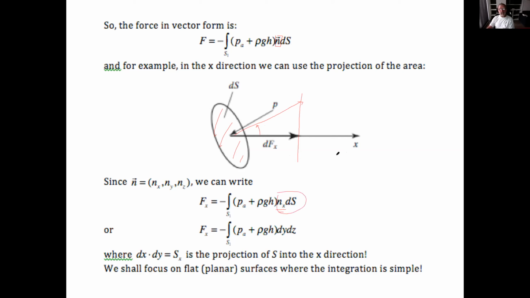S_x, you can also claim that this is acting on a projection of the surface, which is going to look like S_x. So there are several ways of looking. It's the same thing, same answer, but could be slightly different.